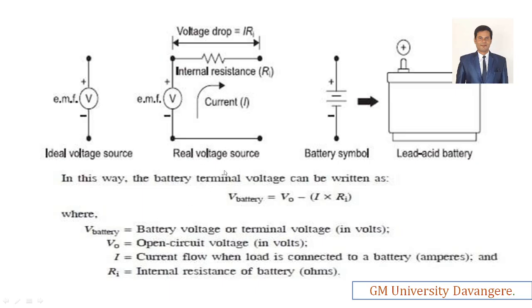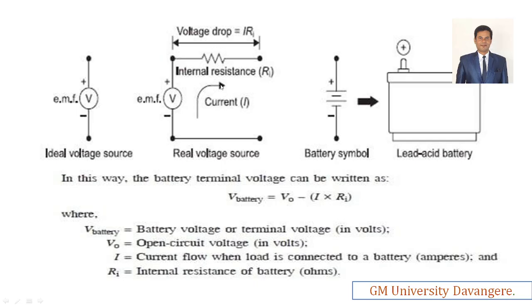In this way the terminal voltage can be written as V battery equals V naught, that is the open circuit voltage, minus I, the current flowing through the load. When you connect any load, the current which flows to the load we consider as I, multiplied by Ri, the internal resistance of the battery. This is how the battery voltage can be calculated, considering the drop across the internal resistance. Right? We have to consider the drop across this.